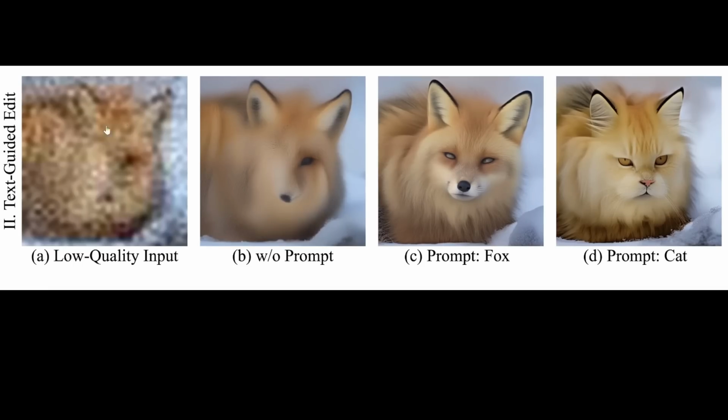Here's another example. So this is a really low quality original photo. If you just plug this into InstantIR, it's going to give you this. However, if you prompt it with fox, this is what you get. And if you prompt it with cat instead, this is what you get.